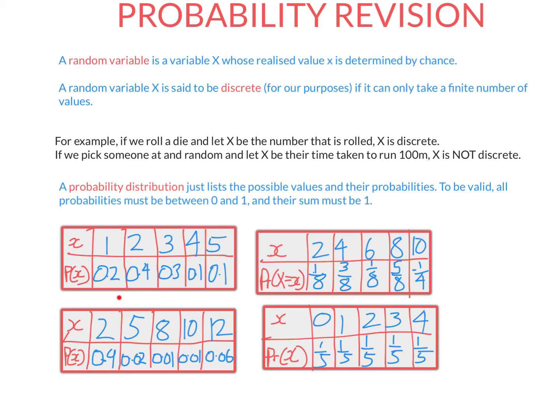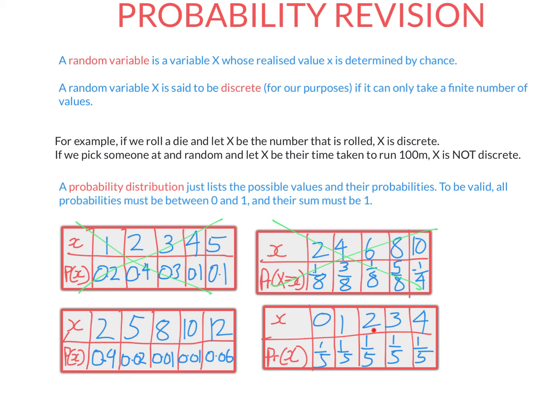So for example, this probability distribution is not valid. Even though each probability is between 0 and 1, if you add up all these, they add to 1.1. They don't add to 1. In this one here, the probabilities add to 1, but we have a negative value. You can't have a negative value for probability. It must always be a number between 0 and 1. So this is not a valid probability distribution. This one here is a valid probability distribution because if you add up all the numbers, you get 1, and each probability is between 0 and 1.